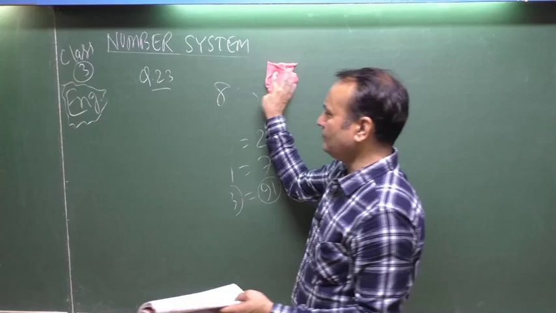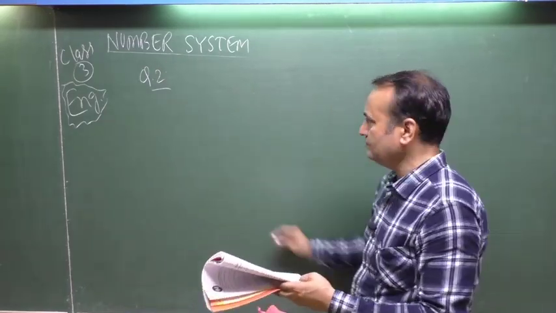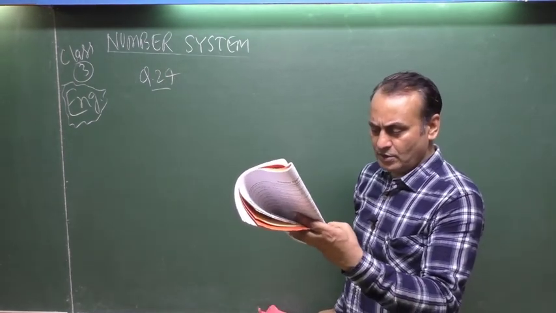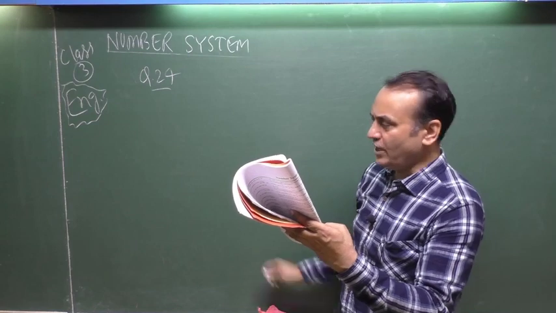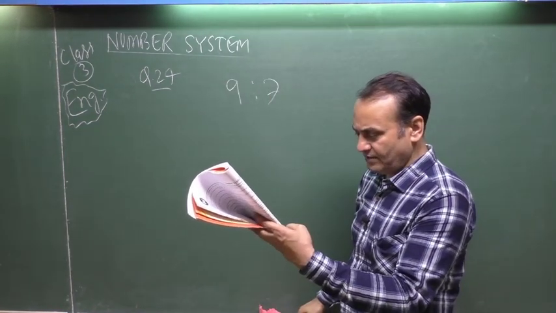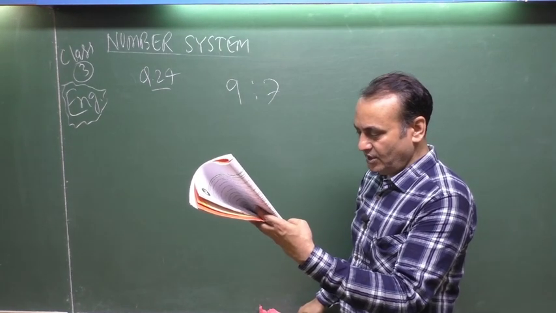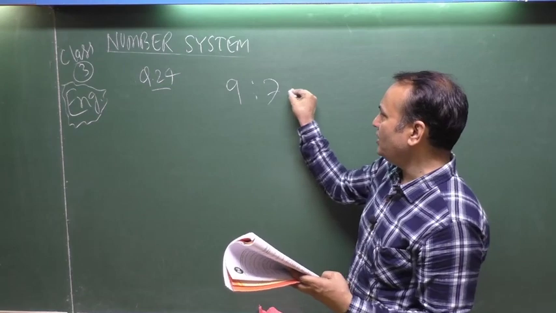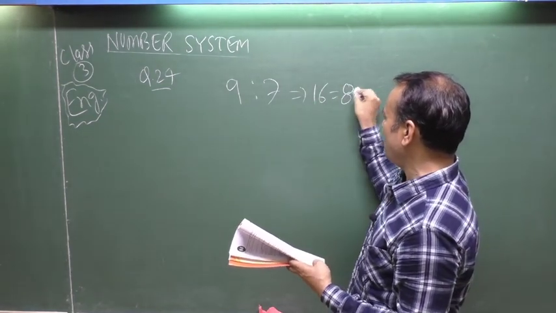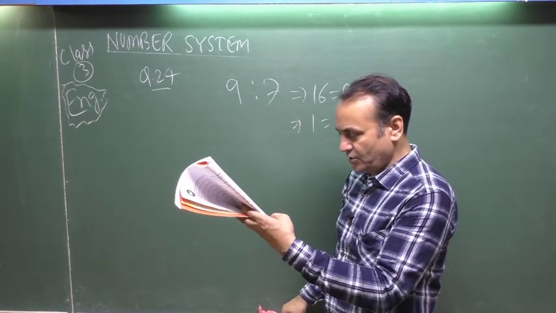Now, question number 24. Two numbers are in the ratio 9:7, and the sum total is 80. Find the smaller number. Sum total is 80. That means 9 plus 7 is 16 equals 80. 1 unit equals 5.